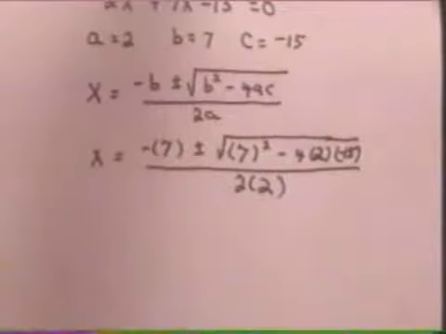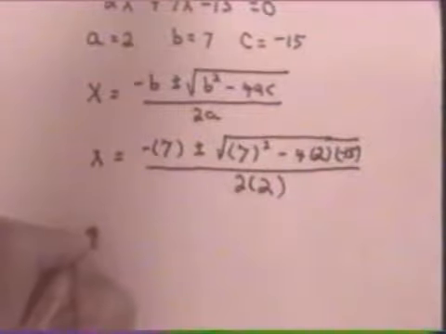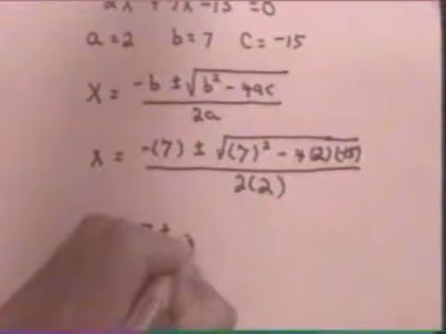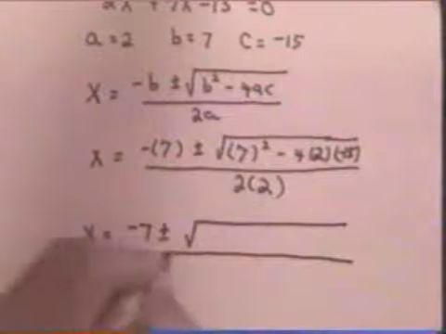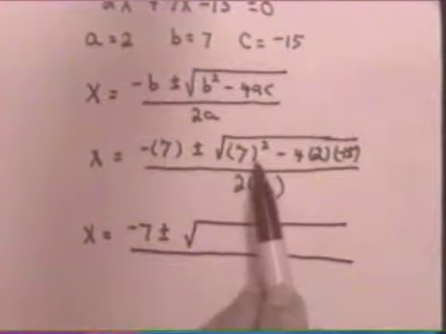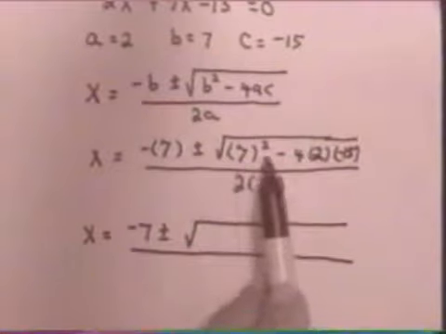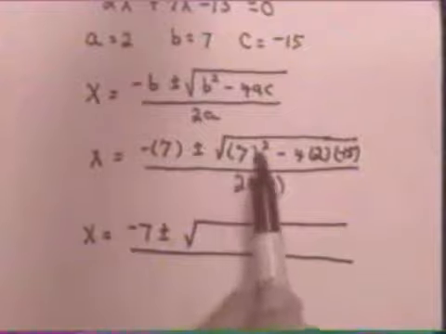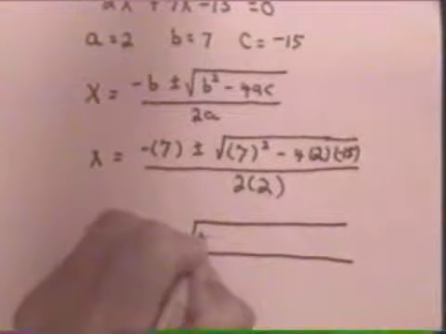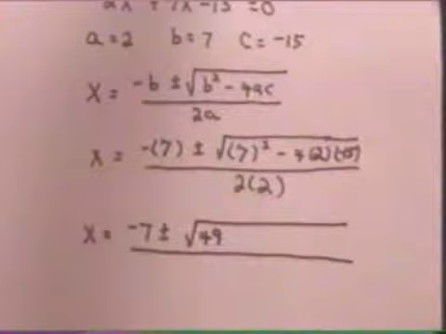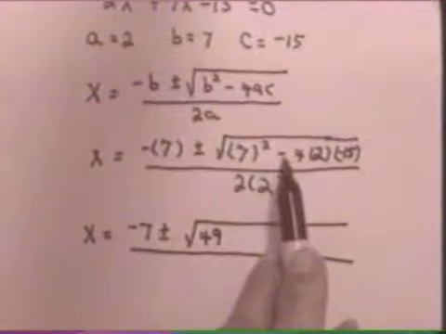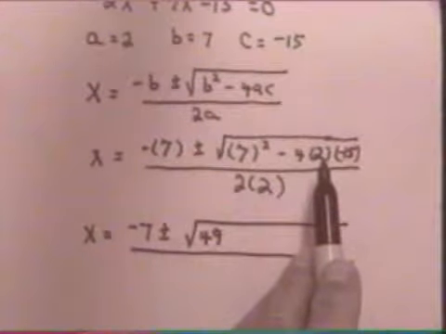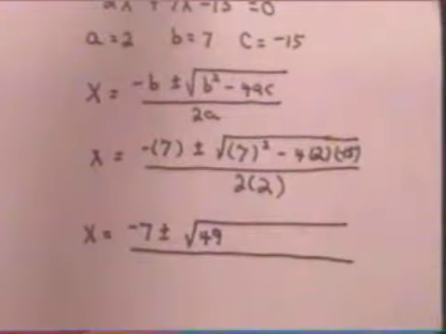Now that I've substituted in, I simply evaluate the formula. So x would be a negative 7 plus or minus the square root. Now I work inside symbols of inclusion first, and within the symbols of inclusion I square or raise the powers before I multiply. So I'm going to raise the powers first. 7 squared is 49, and now I'm going to multiply. A negative 4 times 2 is a negative 8, and a negative 8 times a negative 15.